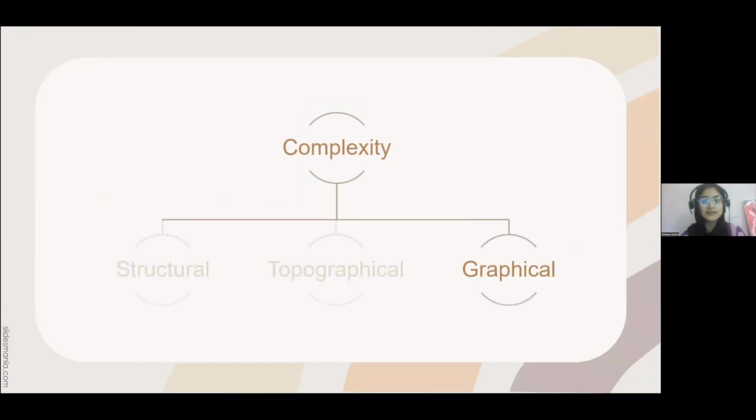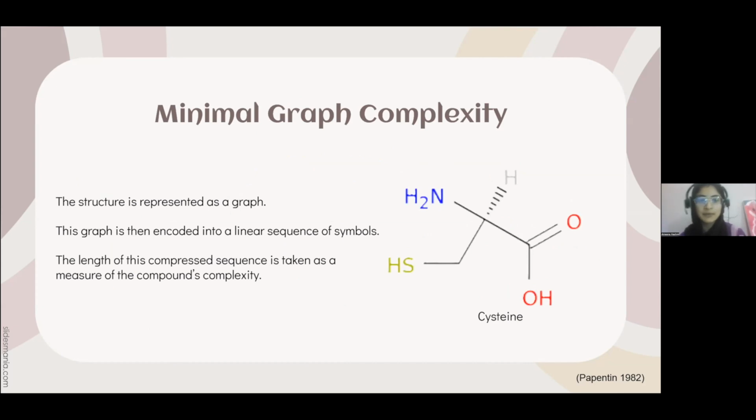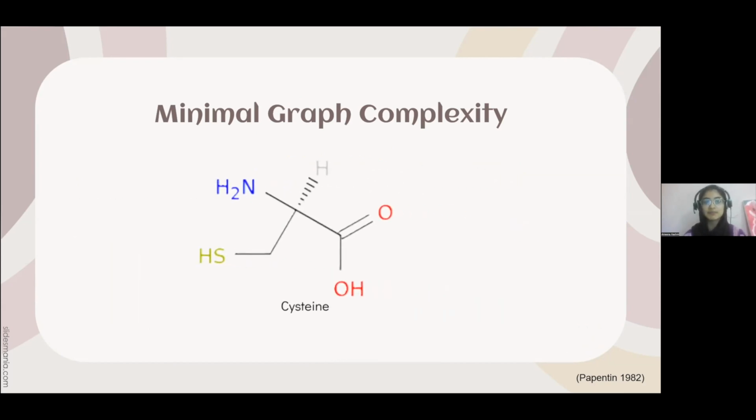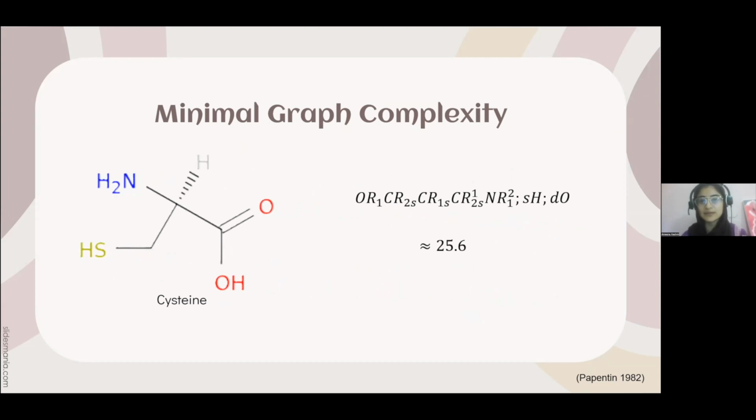Now, the last method of quantifying molecular complexity is graphical. Graphical approaches are those that utilize graph theory, which is a subfield of mathematics. One example is minimal graph theory. So here on the right, you can see the structure of cysteine, which is an amino acid. Through some complicated graph theory, you can convert this structure into a linear sequence of symbols. And then the length of this sequence can be a measure of how complicated it is using some more mathematics.